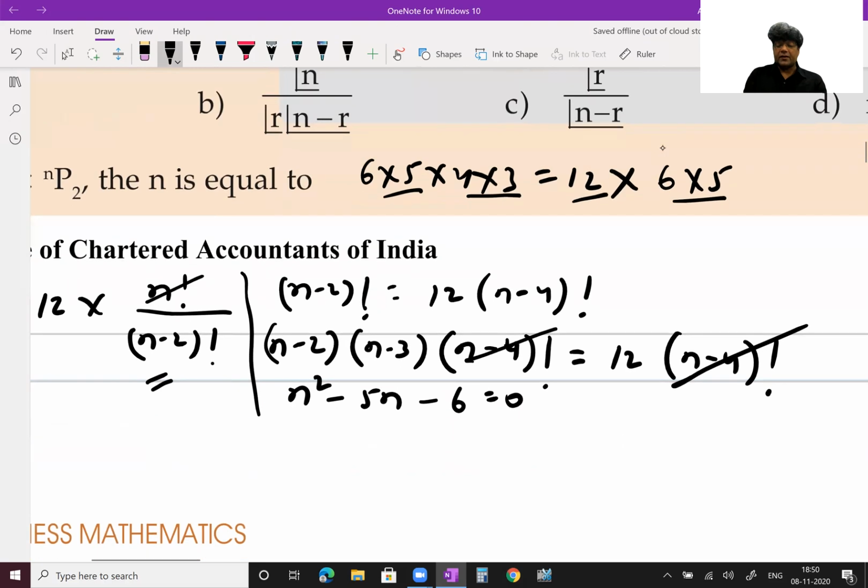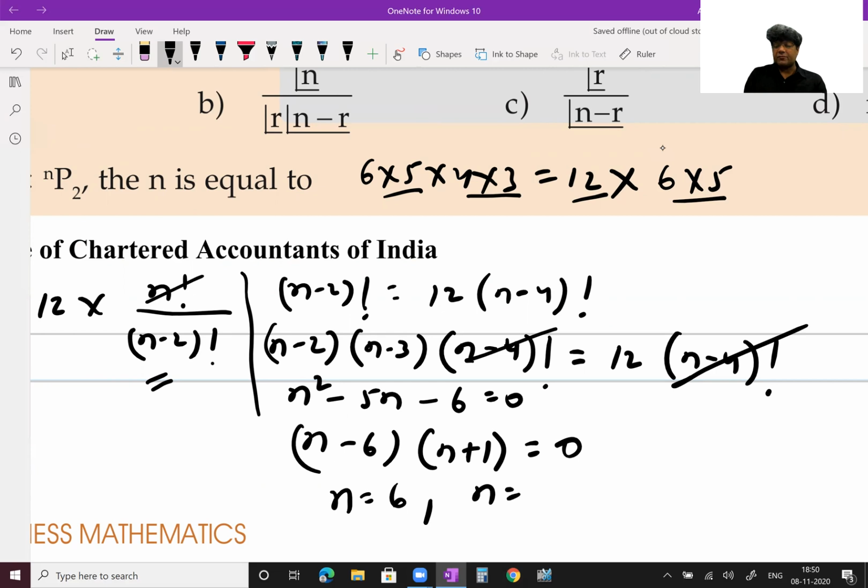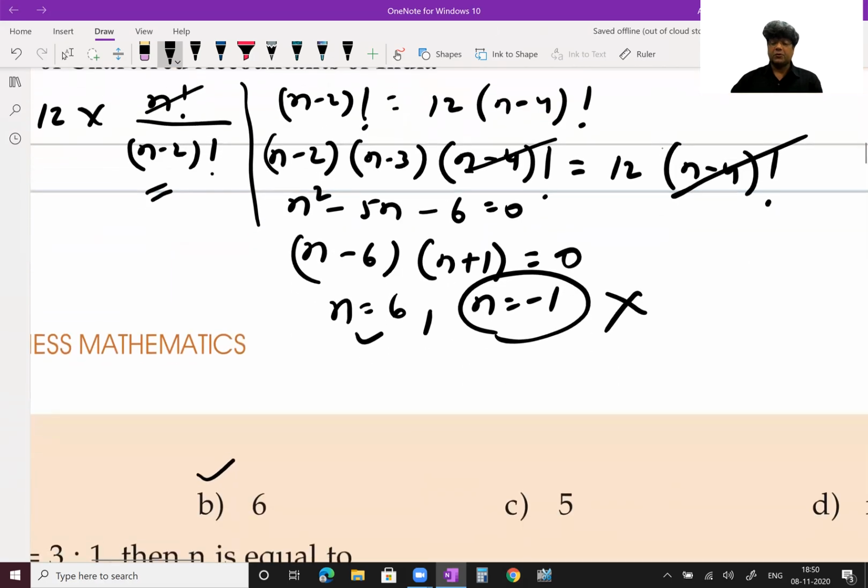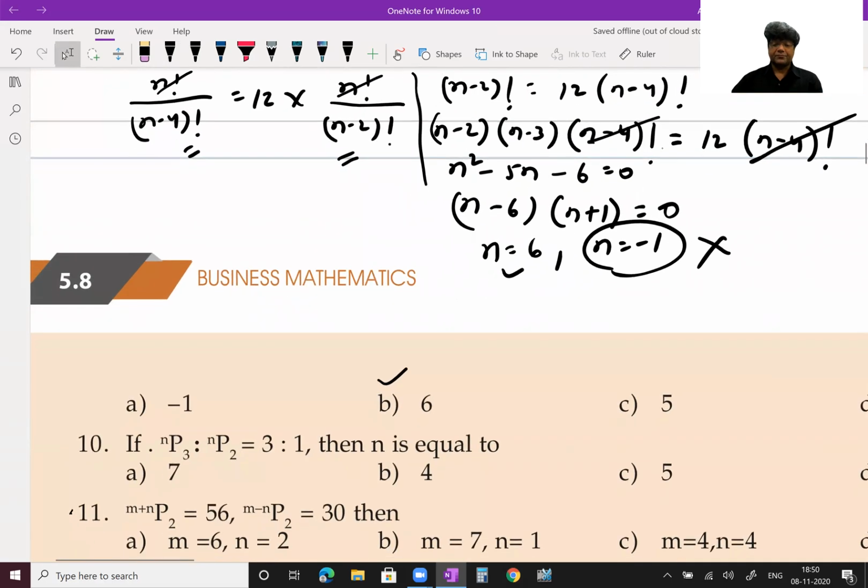You do the middle term factor, you will get n minus 6 into n plus 1 is equal to 0. So from here you are getting n is equal to 6 or n is equal to -1. n is equal to -1 is not possible. So your answer is 6. Now you only decide which way you should solve this type of questions in the exam, whether you want to do original solving or you want to do option hitting. Both the things I have shown to you.